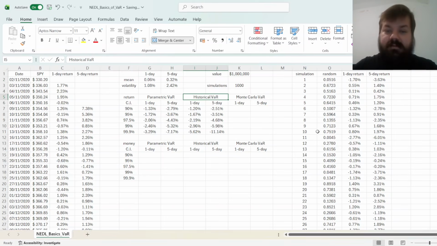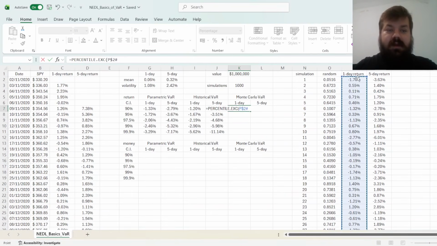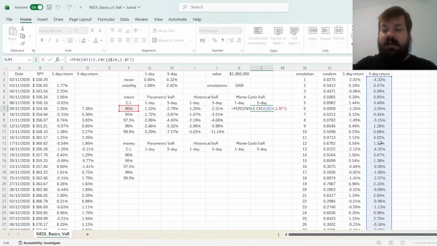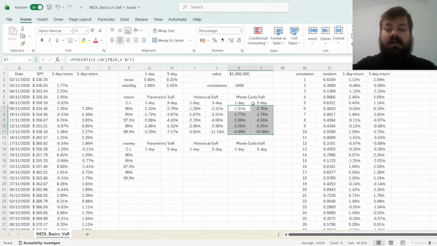historical simulation VaR. Here, we need to apply the percentile function to the simulations we have just performed. So for a one-day Monte Carlo simulation VaR, we use the exclusive percentile function applied to the range of one-day returns, locking the row, and referring to 1 minus the relevant confidence level. And for 5-day VaR, we're doing the same, but with an array of 5-day returns. Dragging it down, we enforce it through all of our confidence levels.